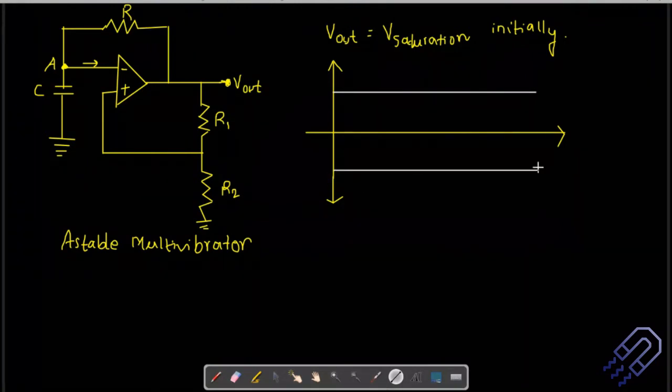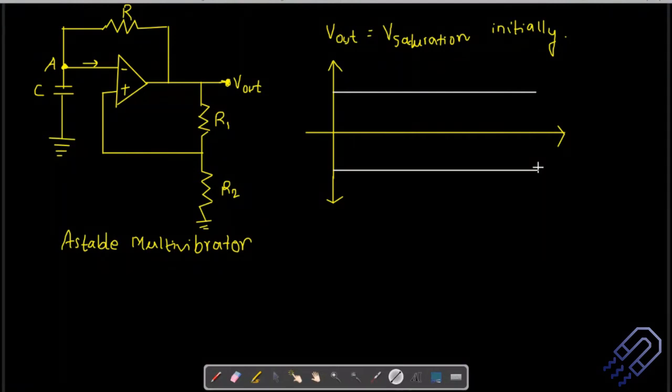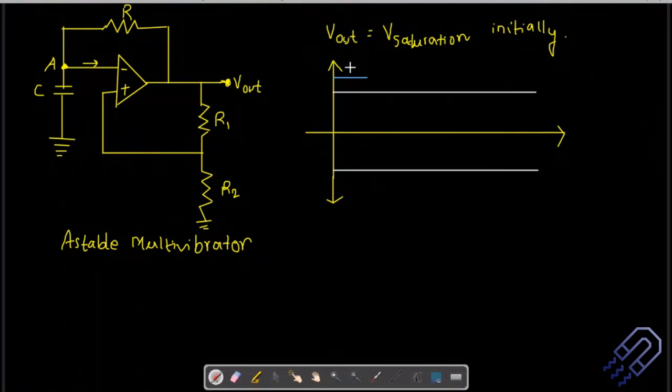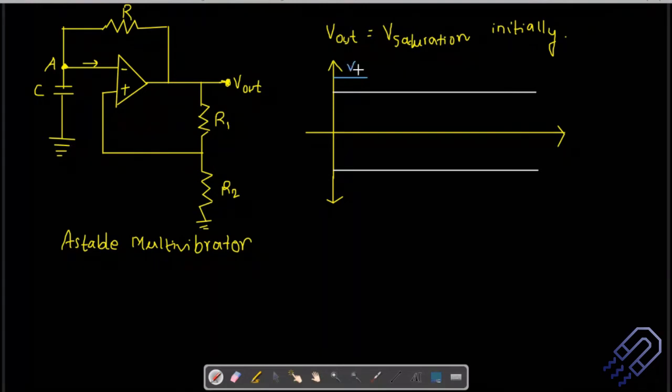So this is going to fluctuate between high and low. And when we say saturation, let's say this is the saturation value. Let's draw the graph now. Let's say this is your saturation value. I will mark this as V sat. So you can have a saturation value on the positive as well as the negative one.